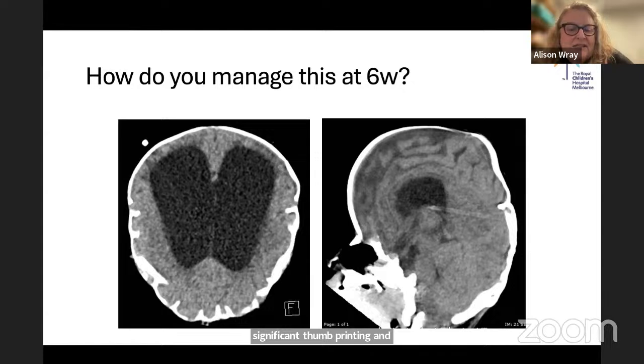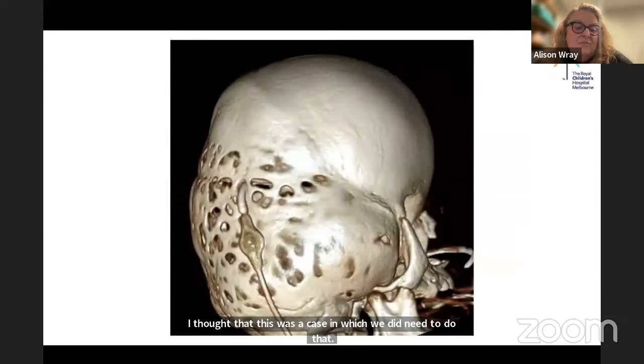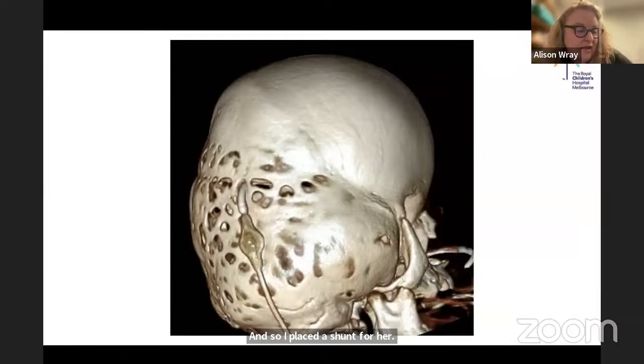Having been very, very negative about shunts, there are times when you do need them to manage a decompensating patient, and I thought that this was a case in which we did need to do that, and so I placed a shunt for her. The question then becomes, what sort of shunt do you place? And I believe strongly that a flow-controlled shunt probably allows you the best gentle control of her hydrocephalus, unless you're going to go for a programmable shunt. So she had a flow-controlled shunt placed for that, which you can see there.